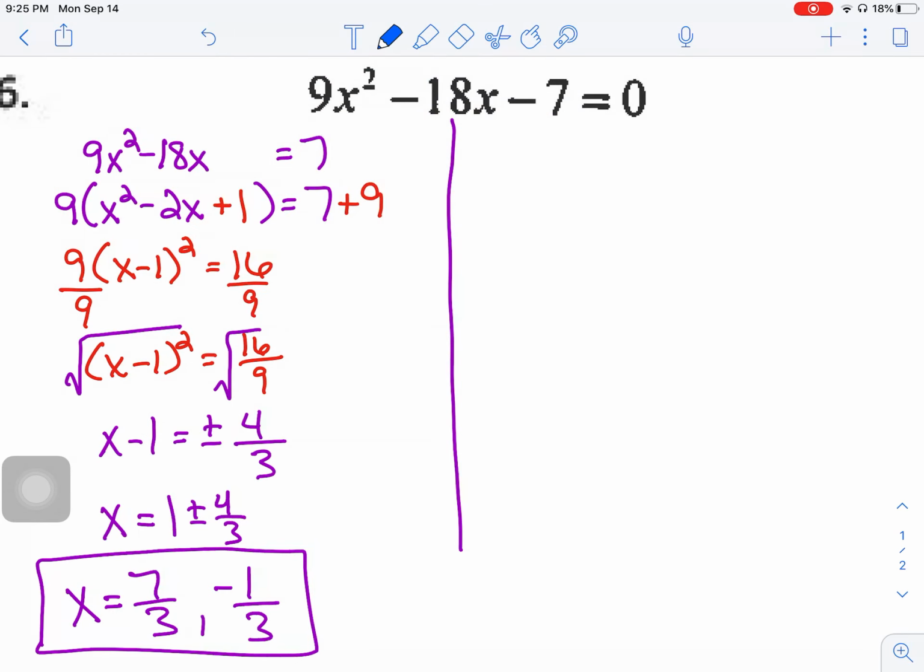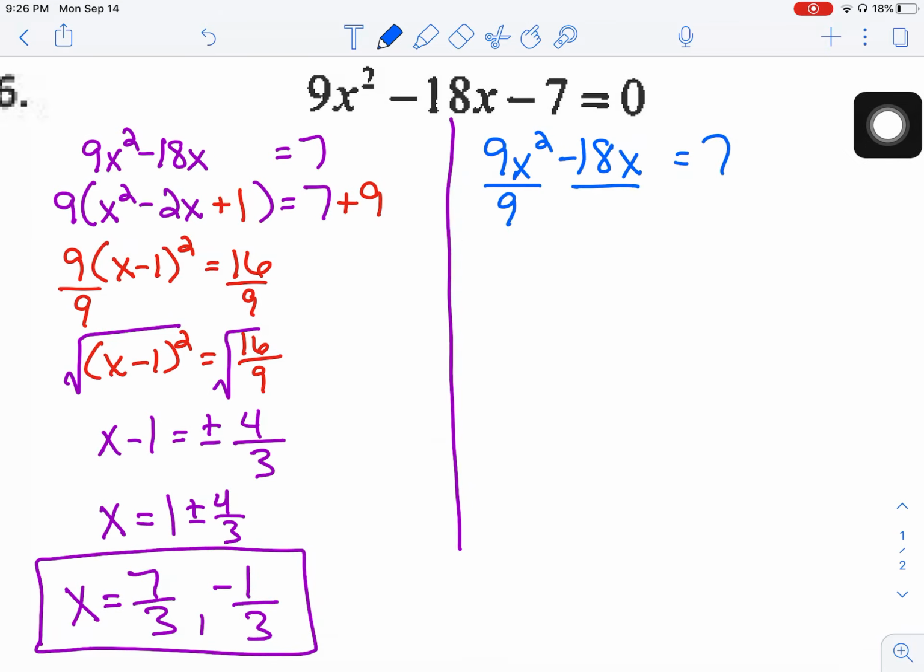So the alternative way to do this, we're going to start with the same equation. And in fact, I'm going to start with the same kind of steps here. We've got 9x squared minus 18x is equal to 7, okay? Now, instead of factoring out the 9, I'm going to outright divide it. Just divide every single part of this problem by 9, all of it. So the left side turns into x squared minus 2x. I'm going to leave that space to complete the square. And on the right side, I'm just going to be okay with having 7/9.